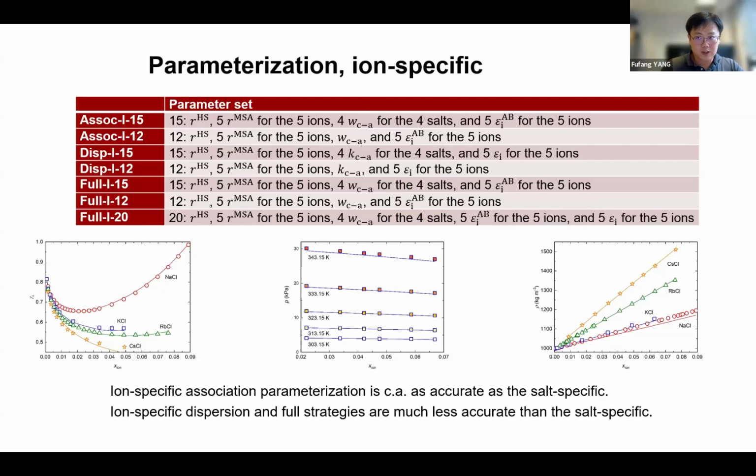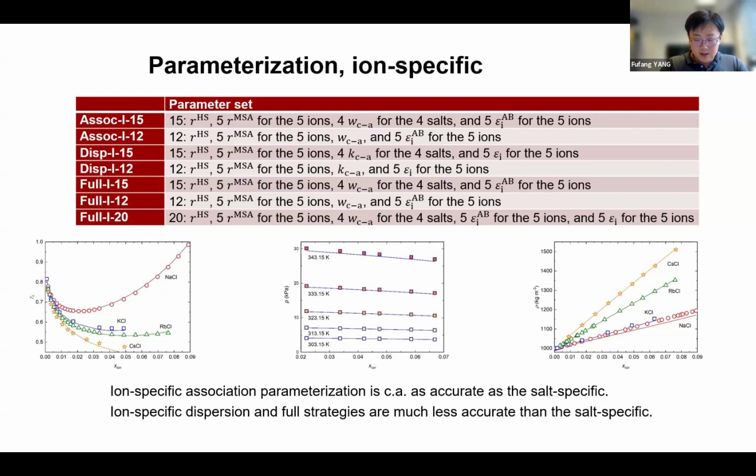Again, we compare the association approach, dispersion approach, and using both. But this time we have the same number of adjustable parameters. It is not that many anymore. For the four salts, we have 15 parameters. And then we could also make it twice, but it will be a little bit less accurate.